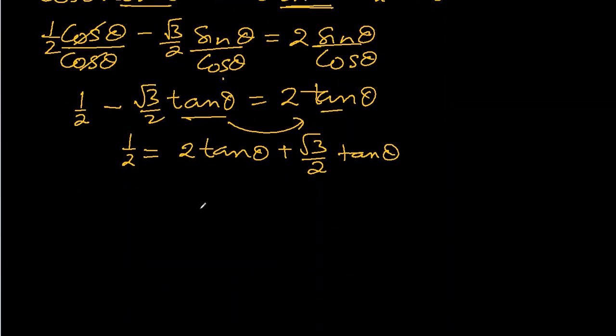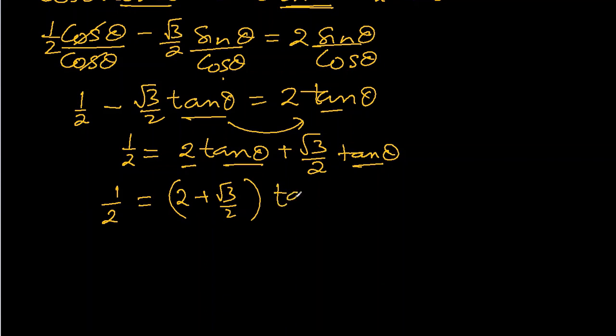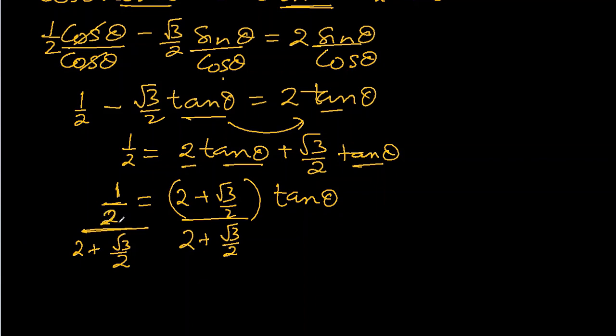Okay, let's add this because both of them are tan theta, so we can add 2 and square root 3. So half equals 2 plus square root 3 over 2 tan theta, and divide both sides by 2 plus square root 3 over 2. Don't worry, it looks so complicated, but as long as you keep your cool and you write the fractions properly, there will not be any problem.